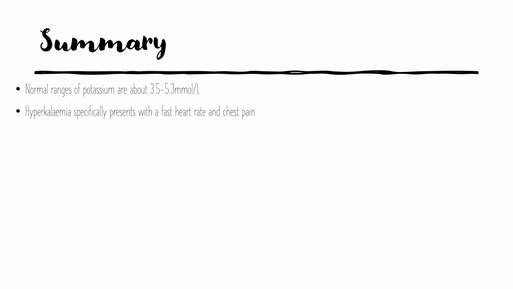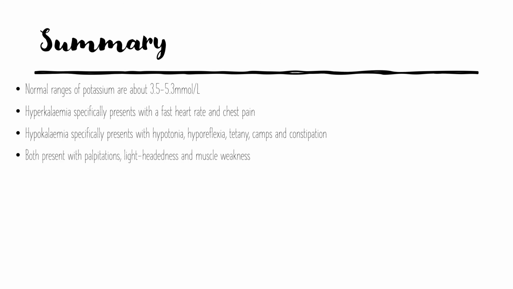Brilliant, we've finished. So here's the summary. The normal range of potassium is about 3.5 to 5.3 millimoles per litre. Hyperkalemia specifically presents with a fast heart rate and chest pain. Hypokalemia specific symptoms are hypotonia, hyporeflexia, tetany, cramps and constipation. Both of these conditions present with palpitations, lightheadedness and muscle weakness.